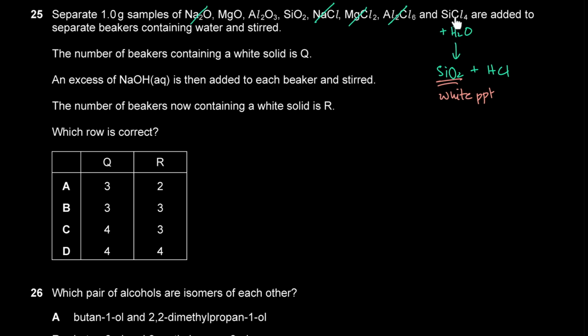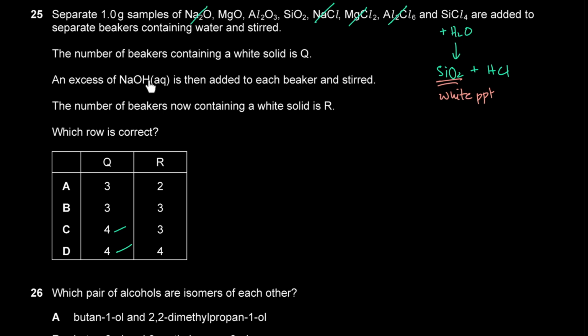This isn't the balanced equation. I'm just showing the products here. This equation is not balanced. But we will see a white precipitate. So we're going to see a white precipitate in 1, 2, 3, 4 of the beakers. So the answer has to be C or D.